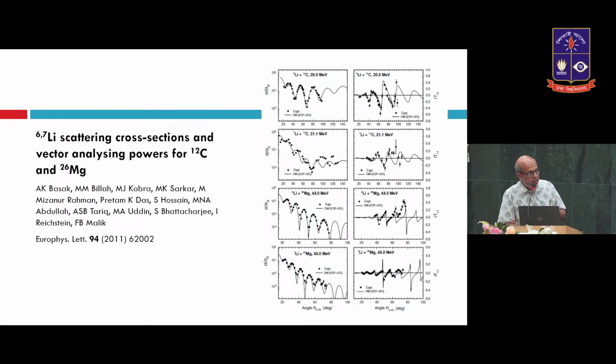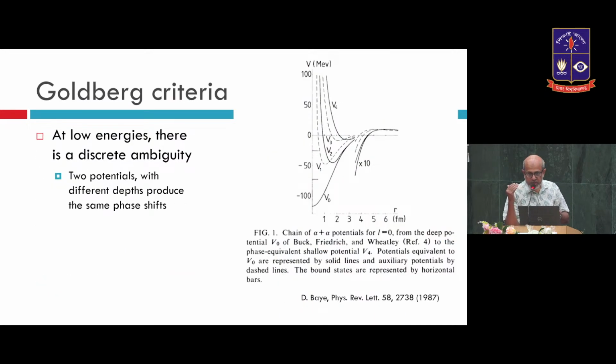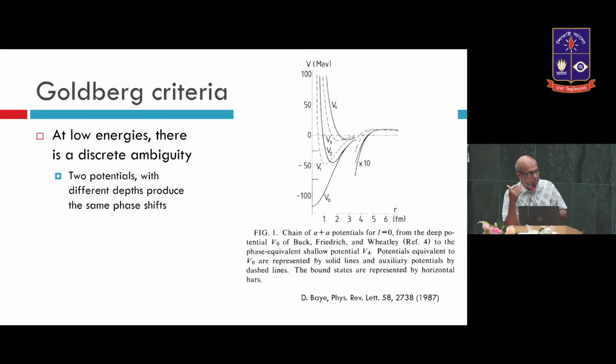to polarization data as well. And then there was this issue of the Goldberg criteria. The Goldberg criteria is how to differentiate between two potentials. Because two potentials with different depths produce the same phase shifts. As I said, in elastic scattering, it's a surface phenomenon. So two potentials, even if one is deeper, a deeper potential will just have extra nodes inside the potential, but outside, the asymptotic behavior is the same.